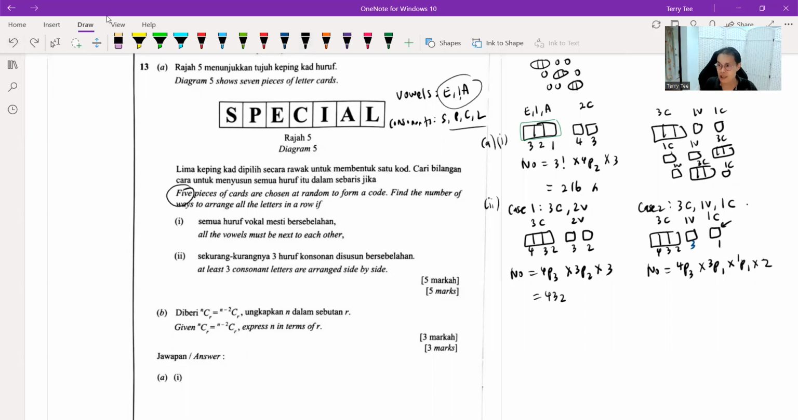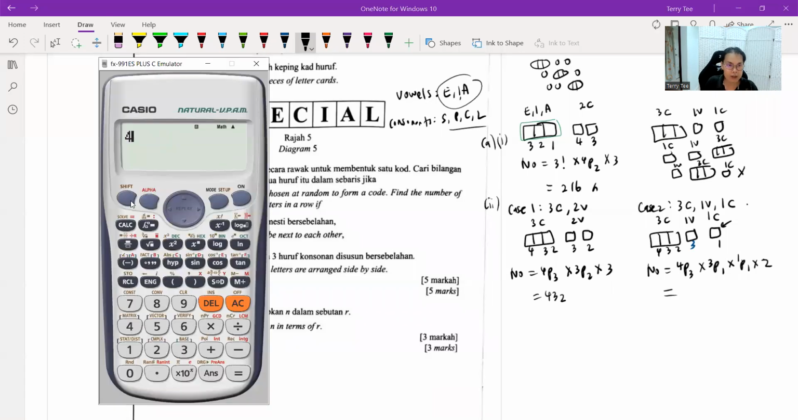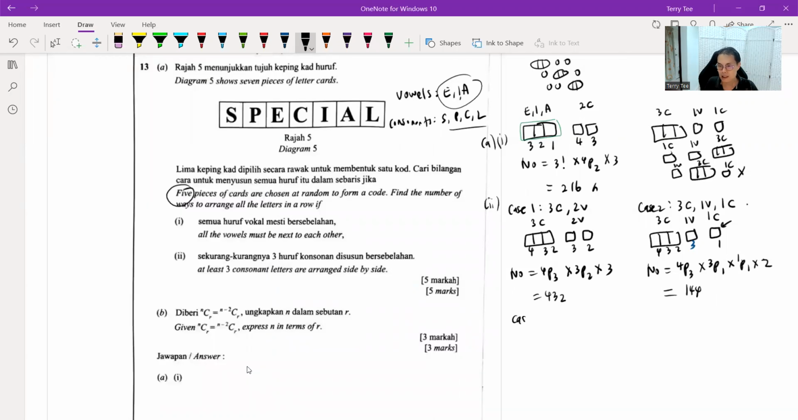Okay, so you just times 2. You cannot have this case because if you put the 3 consonants in the middle, then they will be next to the single consonant there. So let's count. This is 4p3, 3p1. 1p1 is just 1. If you want, you can still write that. And then I times 2. This gives us 144.